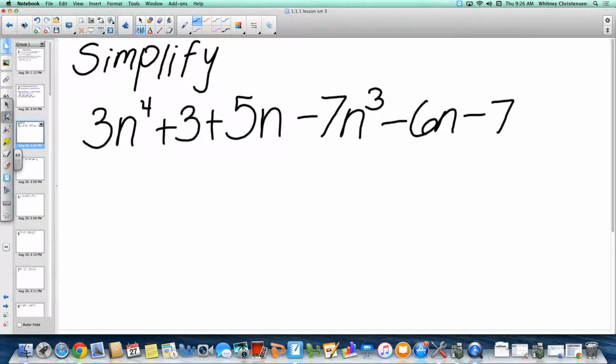Okay, then let's go ahead and simplify this. We're going to simplify by combining like terms. We should know how to do this, but I wanted to review it with you again. Because really, in secondary 2, you saw stuff like this, but you kind of saw the smaller versions of these.